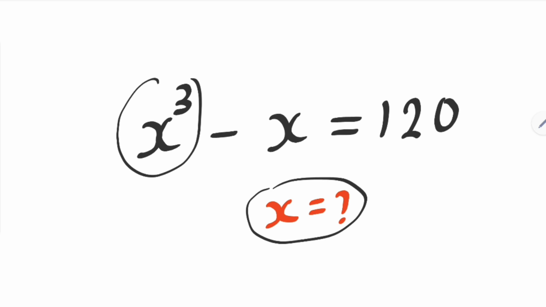Solve for s from this nice, beautiful math Olympiad problem: s raised to power 3 minus s is equal to 120. Can you actually solve this?